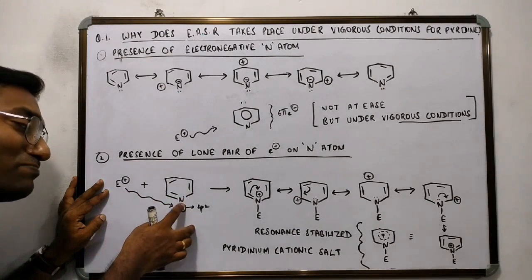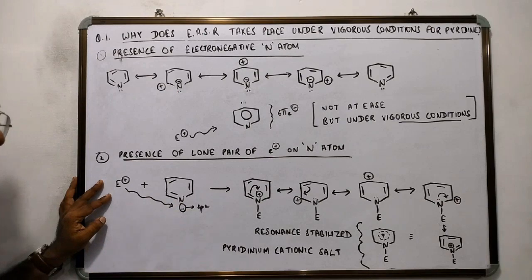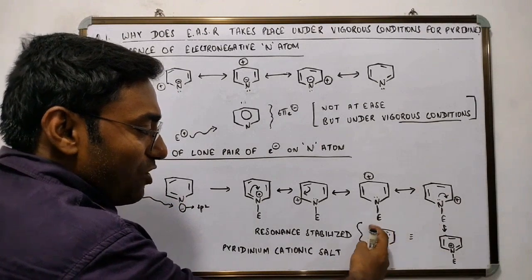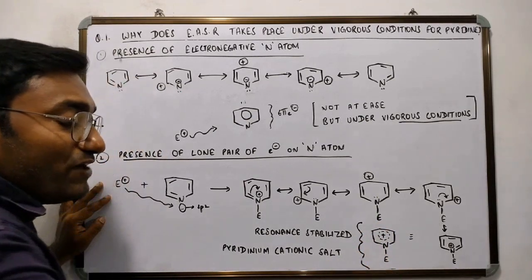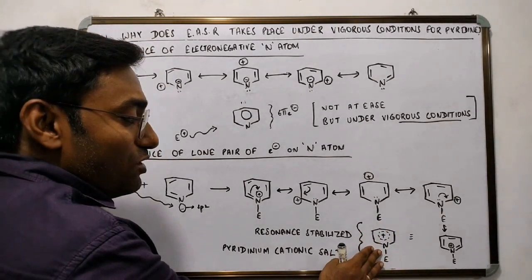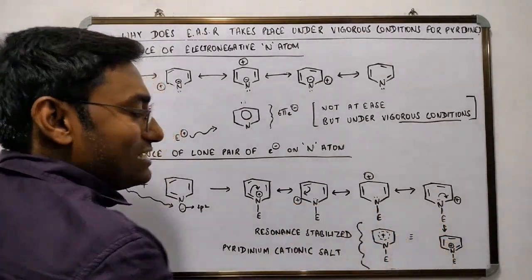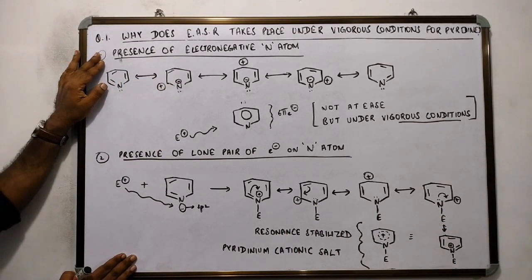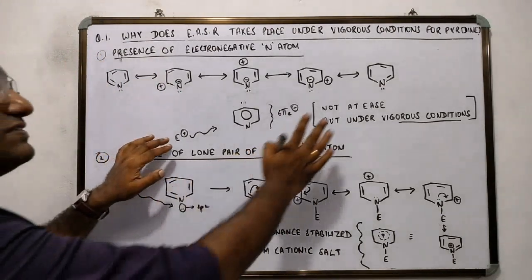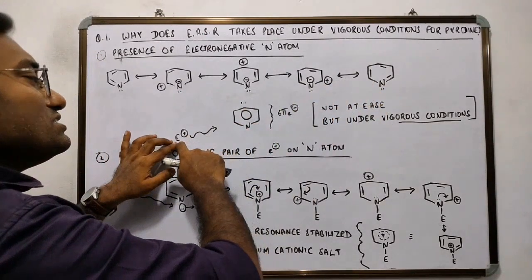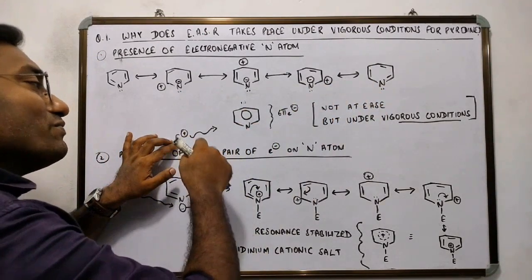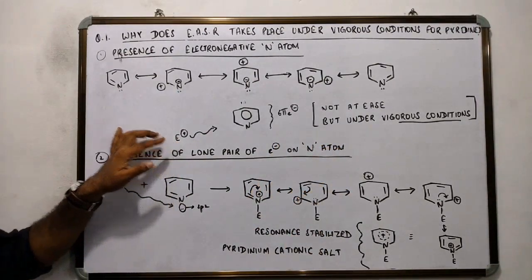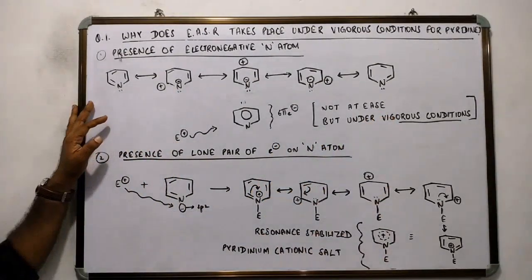It attacks the localized pair of electrons, resulting in the formation of a pyridinium cationic salt. The formation of the pyridinium cationic salt is favored because the salt is stabilized by resonance. It is the cumulative effect of these two reasons that brings down the reactivity of the pyridine ring towards an electrophile. However, electrophilic substitution reaction is still possible in the pyridine ring under vigorous conditions.